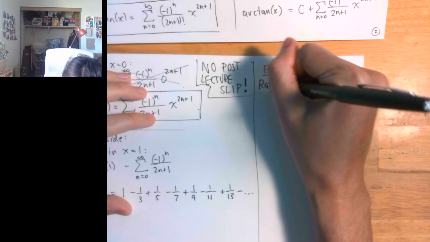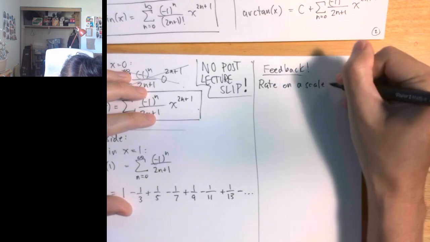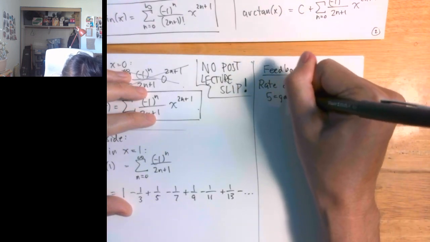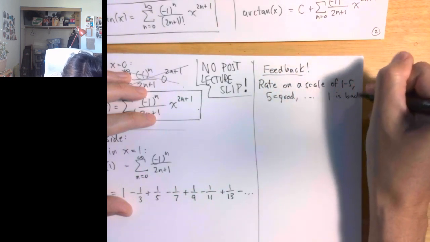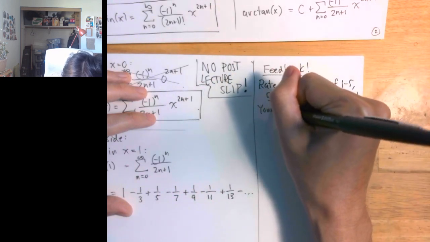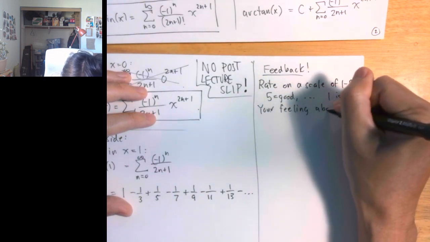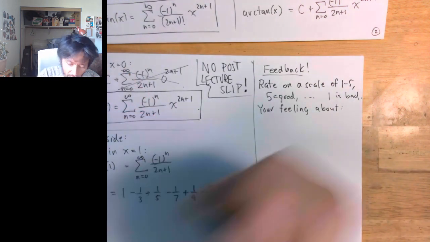Rate on a scale of 1 to 5. 5 is good. 1 is bad. Your feeling about, and I'm really just making this off the top of my head.